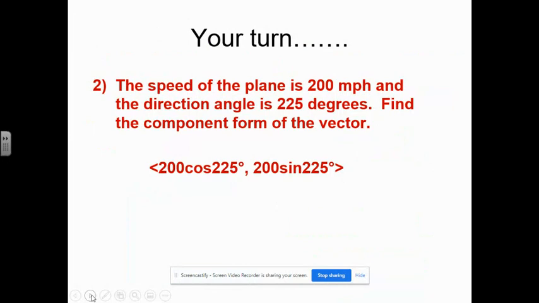If the speed of a plane is 200 miles per hour and the direction angle is 225 degrees, find the component form of the vector. It would just be 200 cosine 225, 200 sine 225. You would use your calculator, and there would be the component form of your velocity vector.